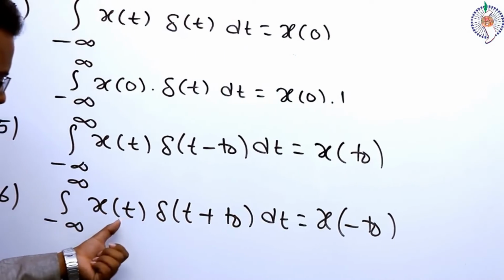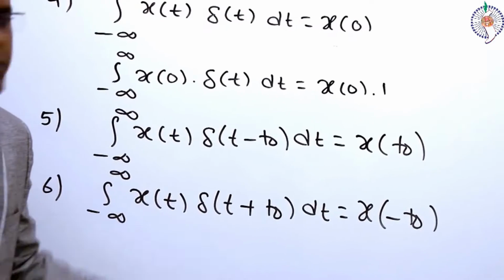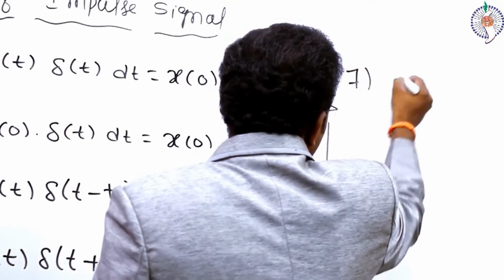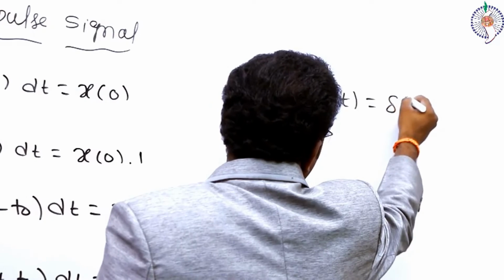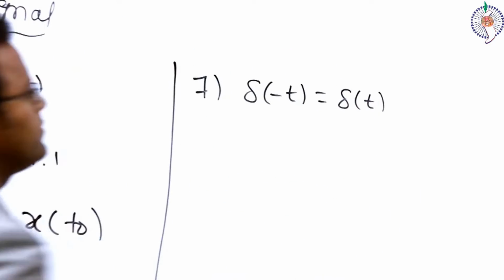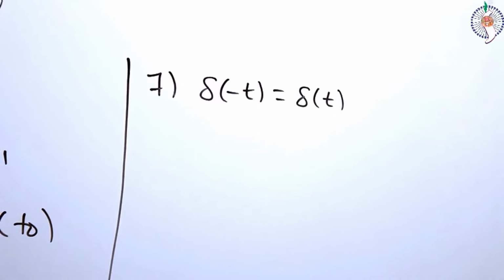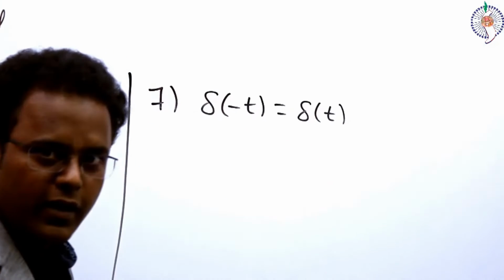Replace the signal existed right outside, remaining area under the impulse is 1. Next one is delta of minus t value also delta of t. Why am I saying that? Why is delta of minus t value also delta of t?